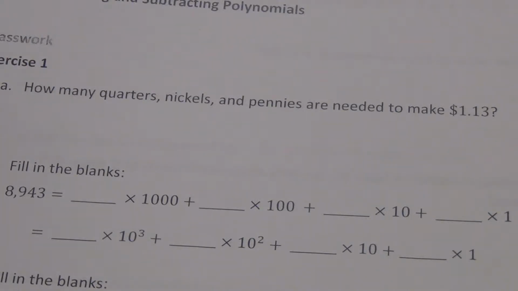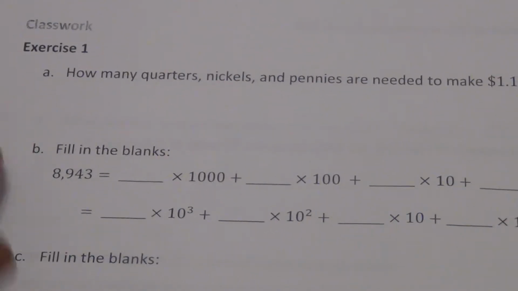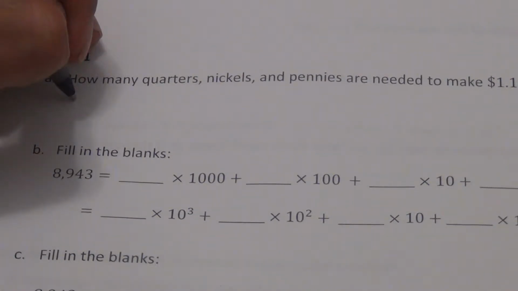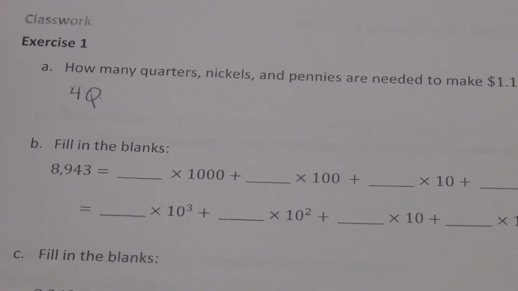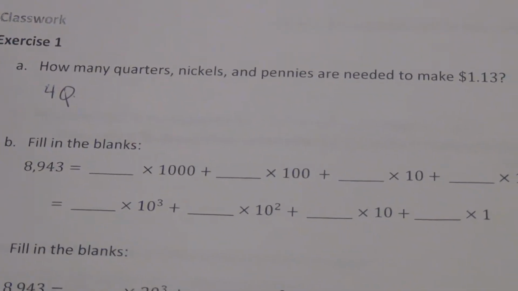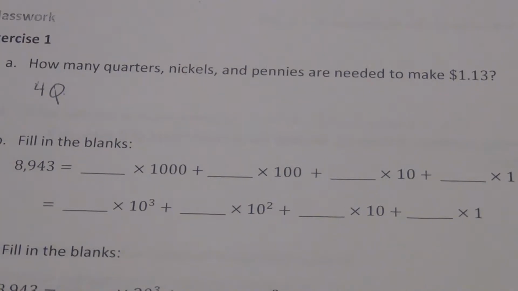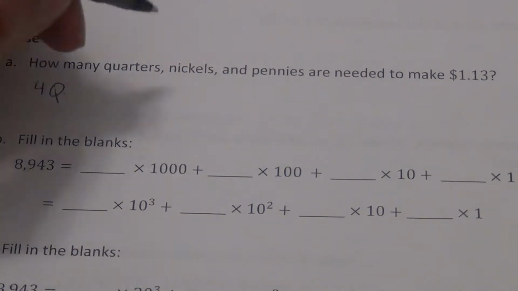I don't know, 4 quarters. I guess 4 quarters make $1, right? So you could write 4 quarters. Okay, 4 quarters, 2 nickels.